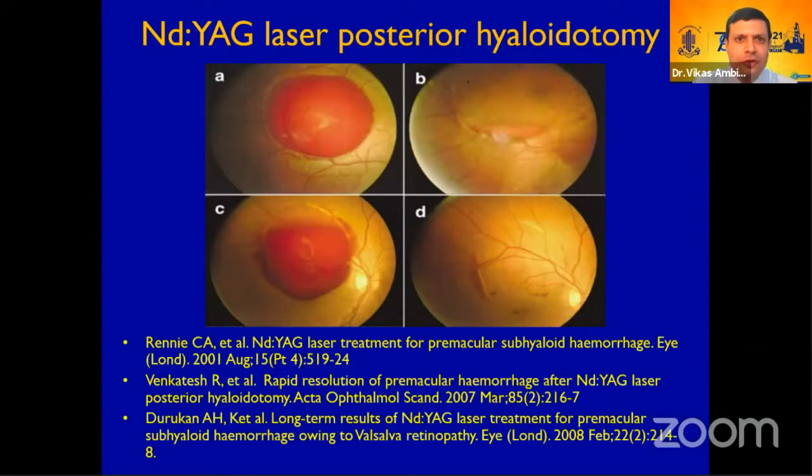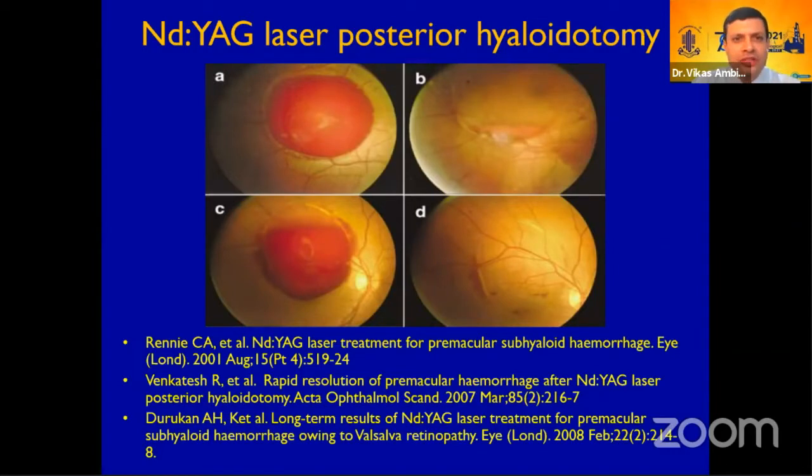Now, this is done for premacular hemorrhages. We know this is a condition which causes sudden profound loss of vision in individuals, most commonly due to Valsalva retinopathy and conditions like PCV. So what we are doing is we are just creating a defect in the posterior hyaloid so as to allow the premacular hemorrhage to gravitate into the inferior vitreous.